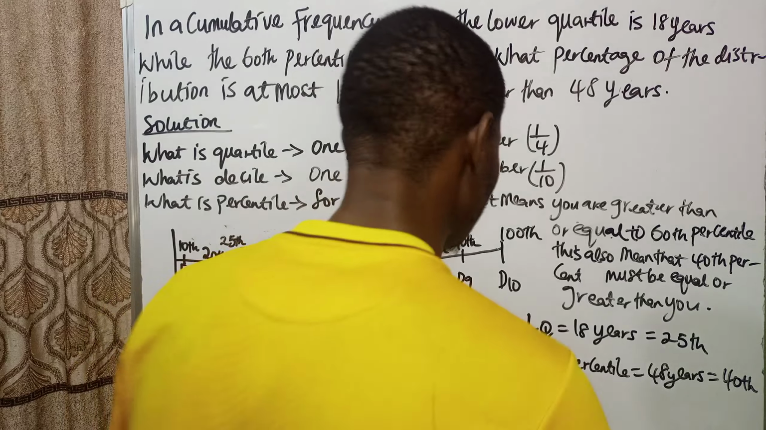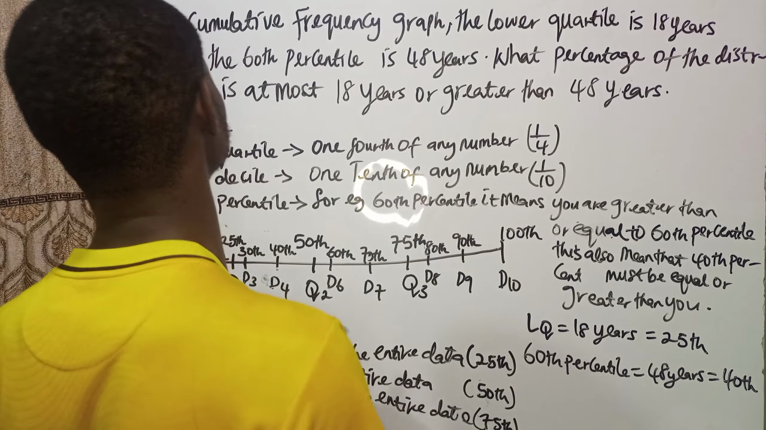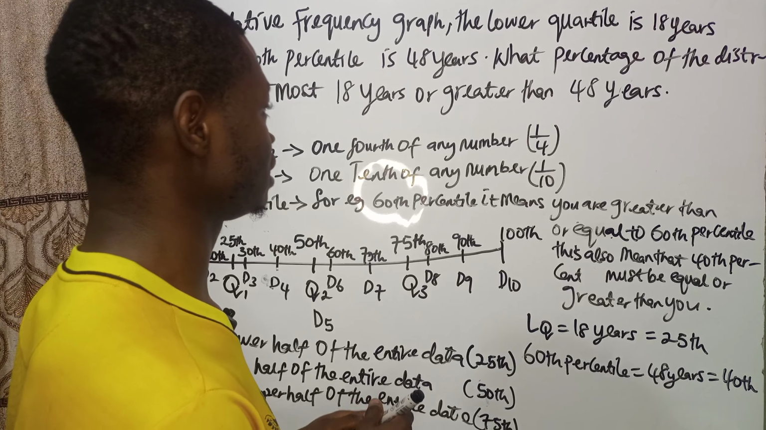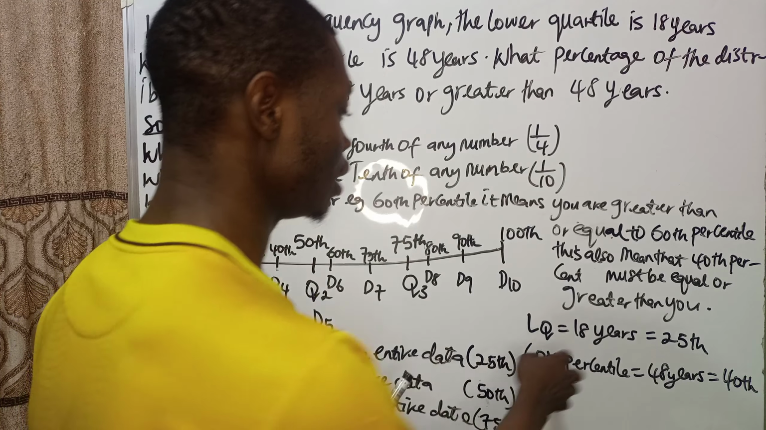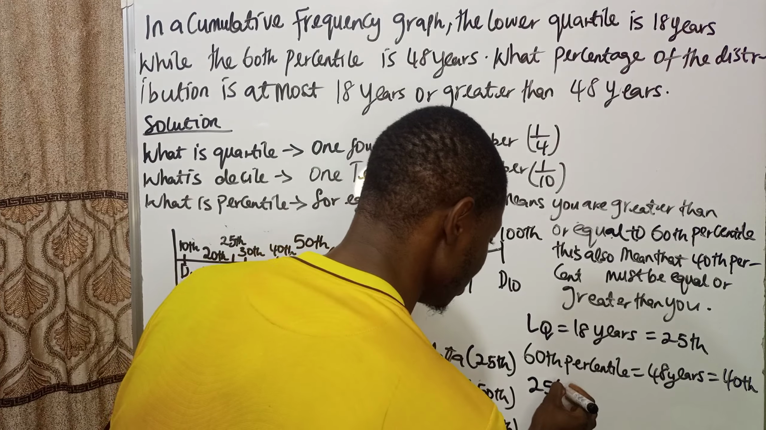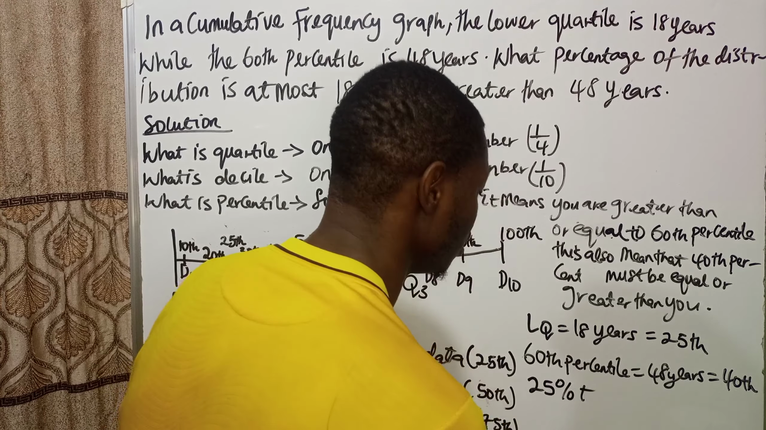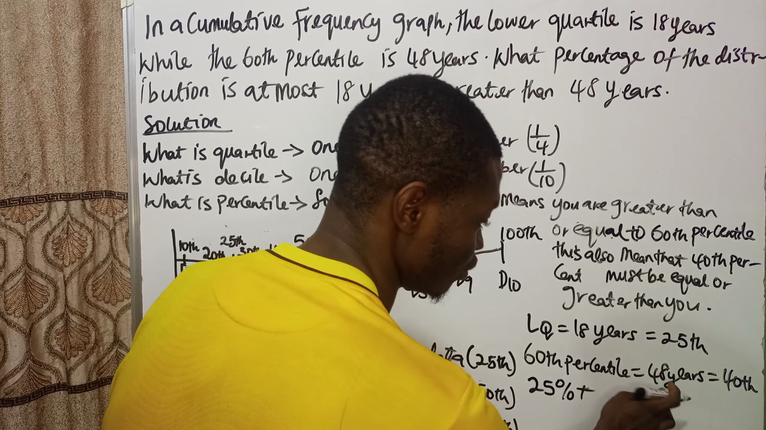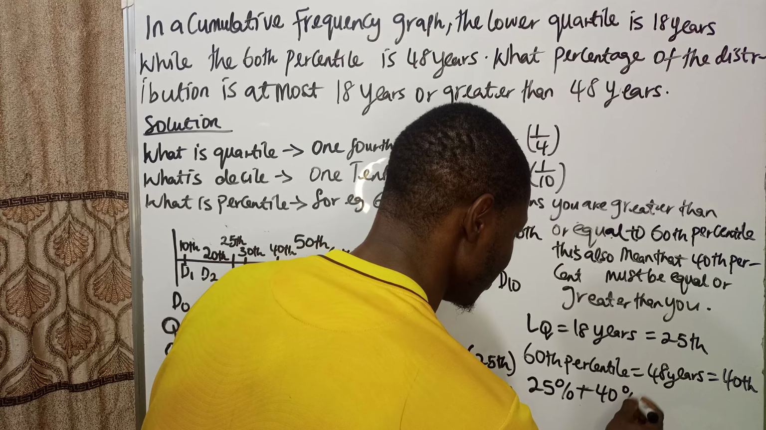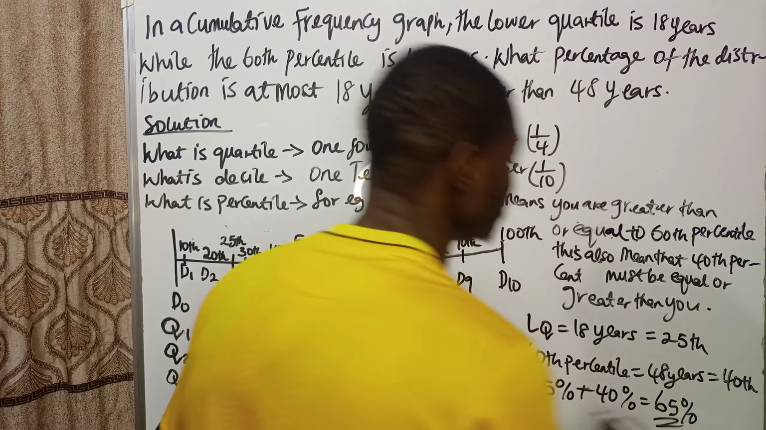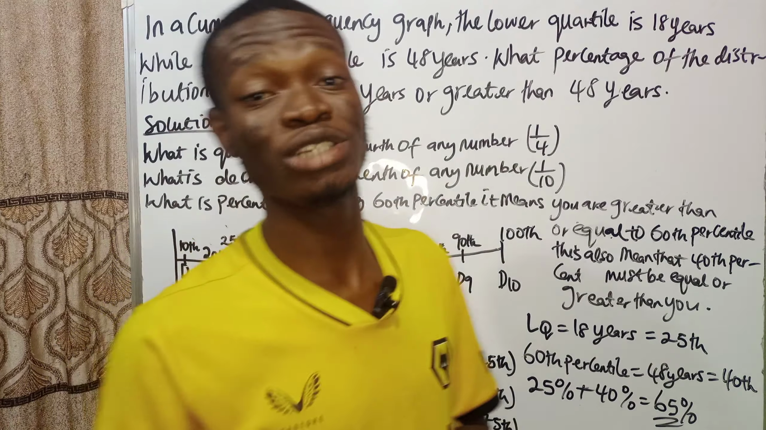So our answer will now be, they said what percentage of the distribution is at most 18 years or greater than 48 years. So it will now be the one of 18 years, which is 25, because we are talking about percent. We are going to represent it with percent, plus the one of 48, which is 40%, which will give us 65%. So this is the answer. So you can still use formula to solve it.